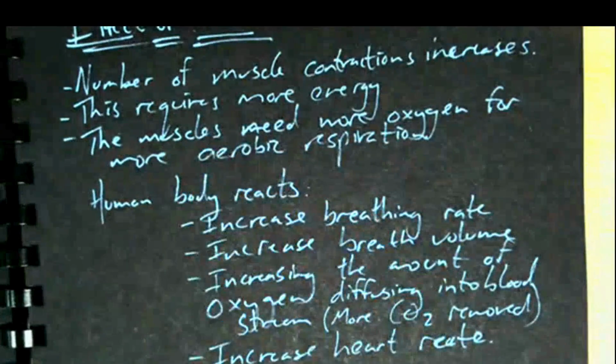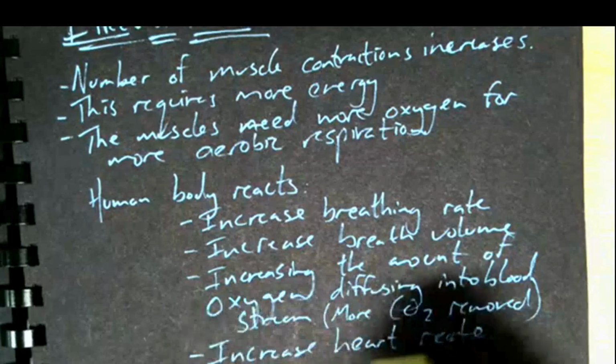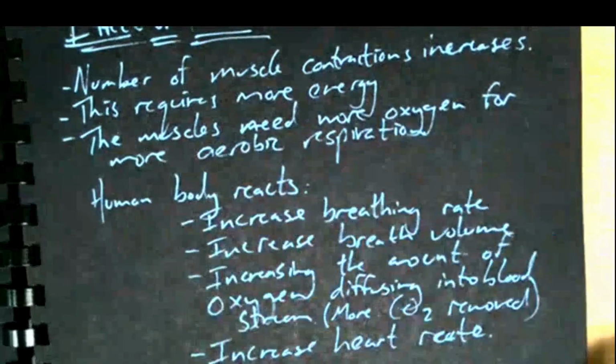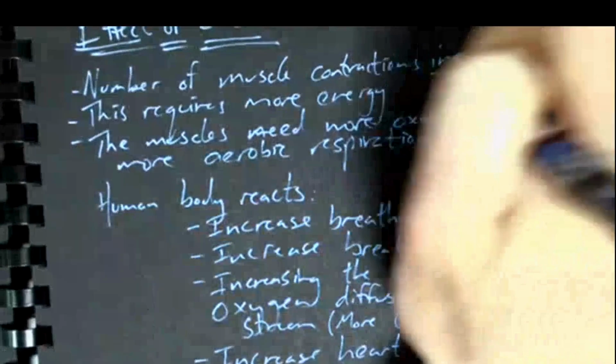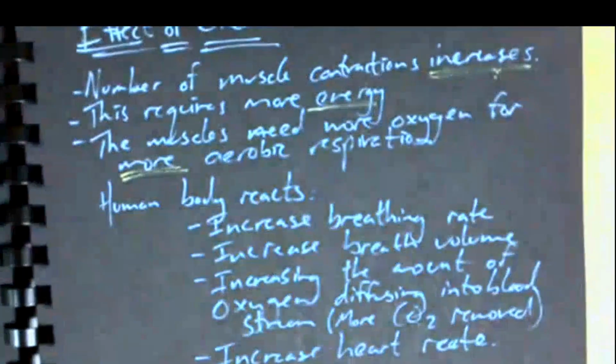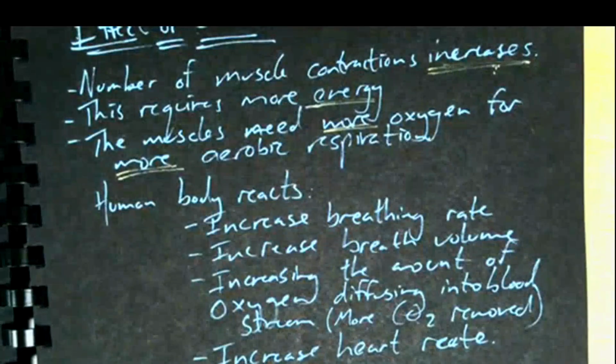I would put that on one revision card and just be ready with it, because this question is very common. Why does the heart rate increase? Why does the breathing rate increase? And you just then need to say, well, the muscle contractions are increasing, or the number of them is increasing, and then we need more energy, and they're getting that from more aerobic respiration, and therefore more oxygen is required.